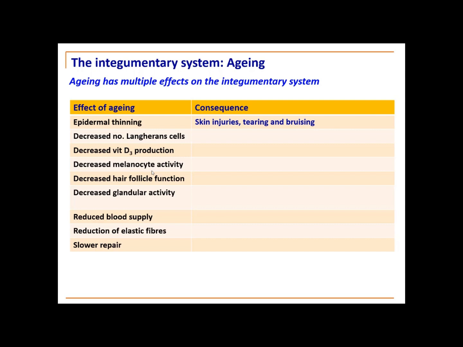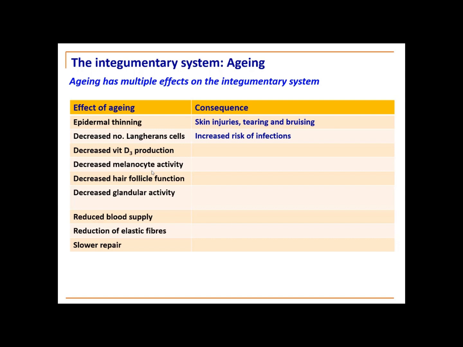What about the next one? Decreased Langerhans cells. Well, of course, these are your macrophages. And with age, you lose about 50% of the number of macrophages in old age. So therefore, you've got an increased risk of infection.